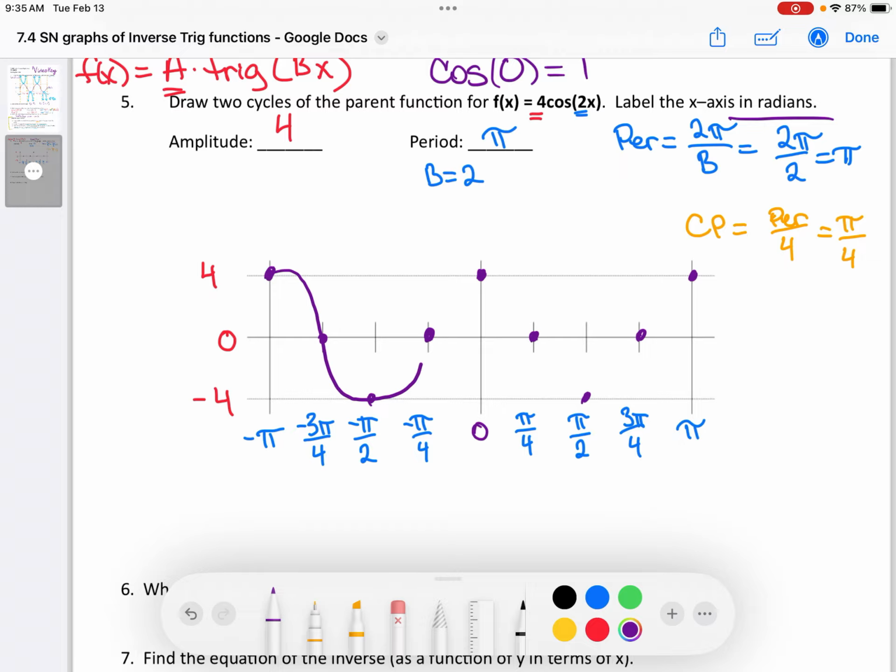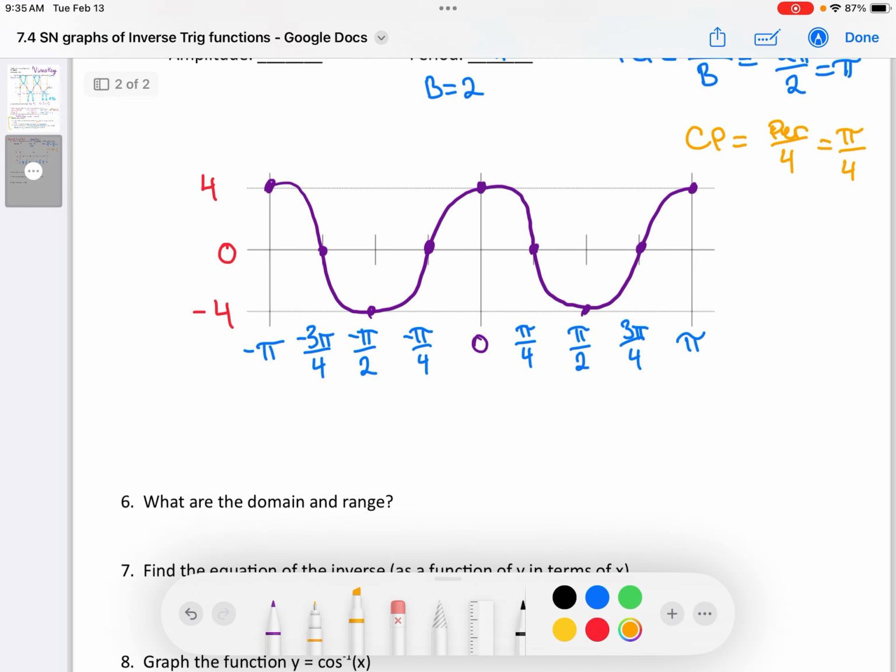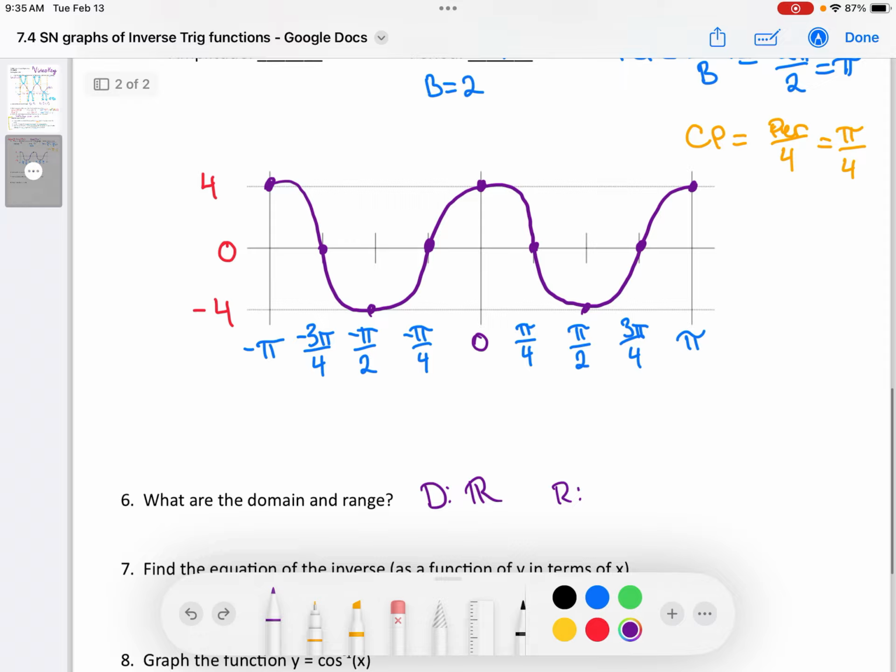So here is the graph of our function. Y equals 4 times cosine of 2x. Okay? Now, we're going to do the same thing in order to graph that inverse. So, domain and range. Domain of any sine or cosine graph is all real numbers. The range of this graph, the range of any graph, is always its bottom to top. In this case, that's negative 4 to positive 4.